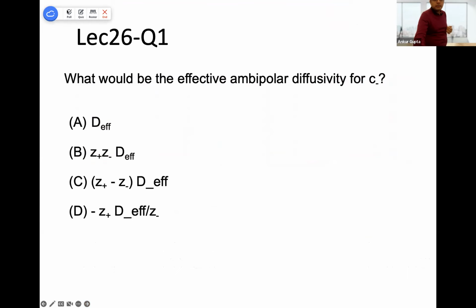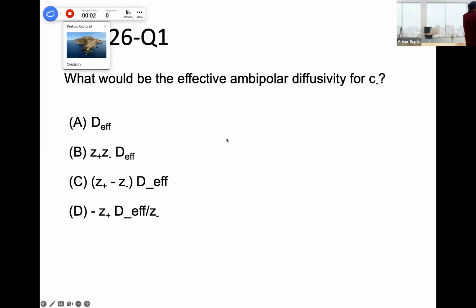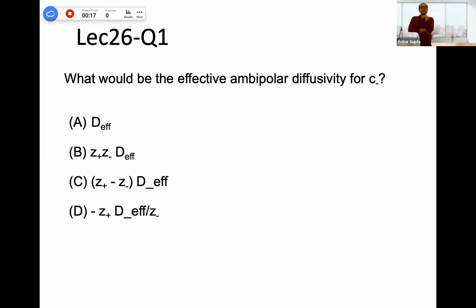What do you think is the effective ambipolar diffusivity for C minus? Okay, so we have derived the result for C plus, but we have to settle it for C minus. What do you think is the effective ambipolar diffusivity for C minus? I would encourage you to look at your equations again, look at all the results again, and then select an answer. And we'll discuss this several times.